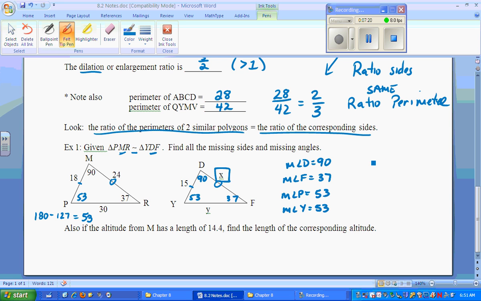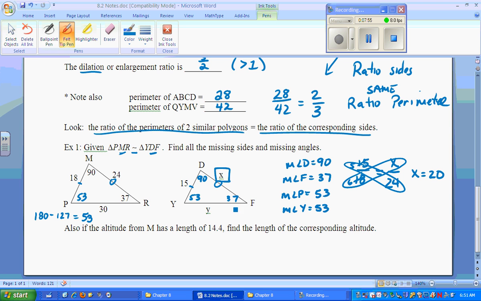So we have 15 here is to 18 here. Go back to the same triangle as X, and X went with 24. How do you solve the proportion? Cross multiply, but I like to simplify first. So these are both divisible by 3. So really this becomes 5 and 6. Now I can cross multiply. Okay, and I get my answer that X equals 20.